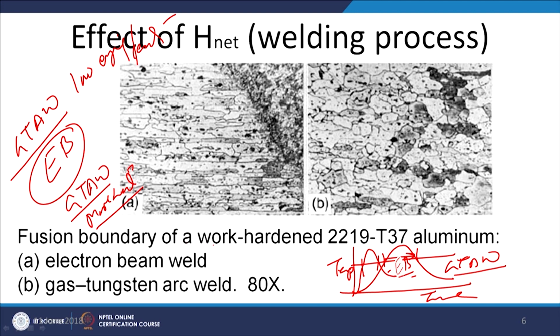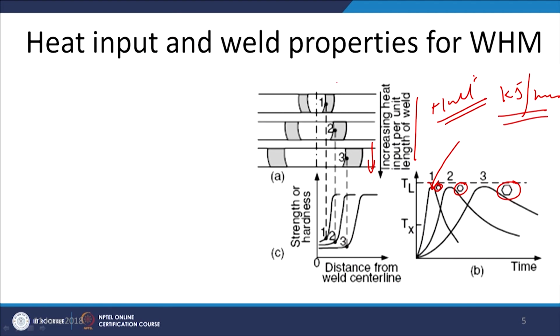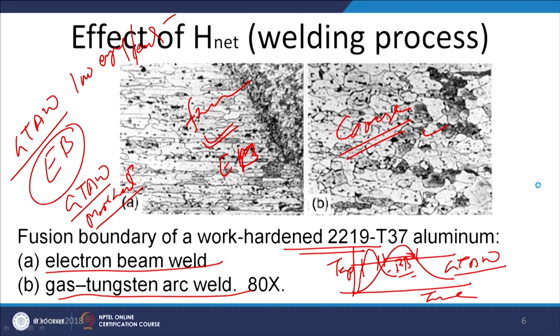This is the fusion boundary grain structure of the work hardened metal, an aluminum copper alloy, when it is subjected to electron beam welding. The structure is like this, and when it is subjected to gas tungsten arc welding, the structure is coarser. So, if we see this result, GTAW results in a coarser grain structure as compared to electron beam welding, which results in a finer grain structure, and this is directly attributed to the case where the heat input is less. The weld thermal cycle is more favorable with regard to grain size as compared to the case when the heat input is more and the weld thermal cycle is unfavorable with respect to grain size, and this will lead to greater grain sizes and greater reduction in the hardness and the yield strength of the metal.